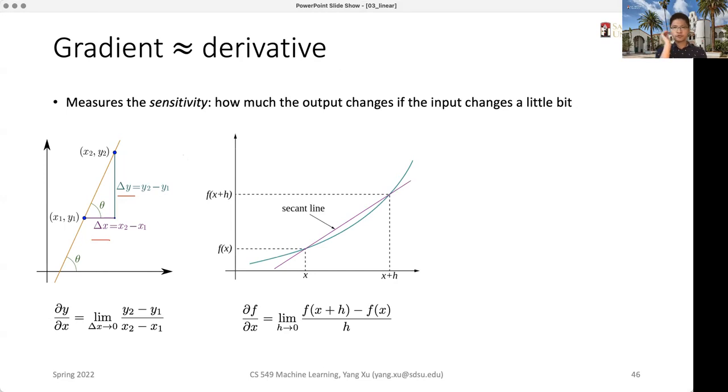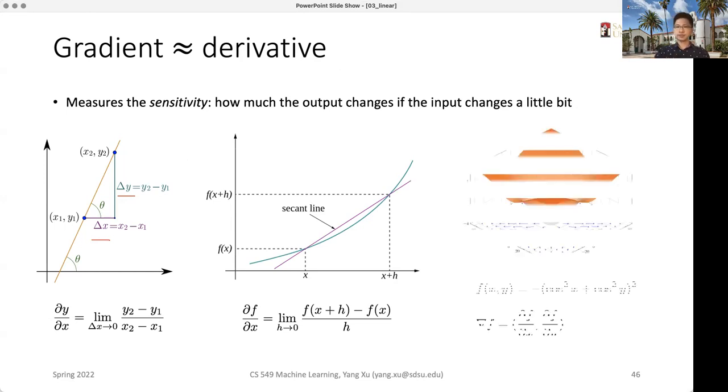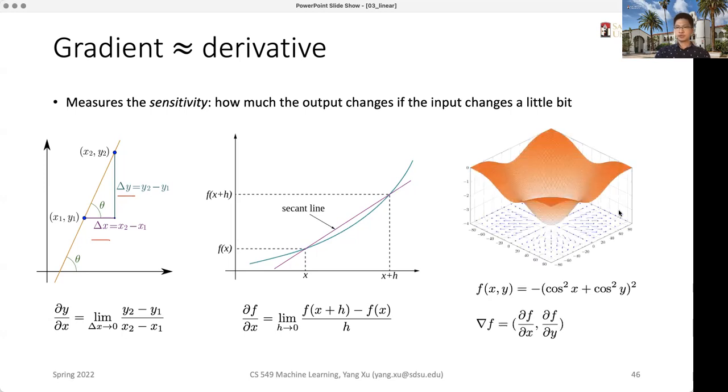So the second plot is for a nonlinear function, right? But we do the same thing. We increase x a little bit and see how the function value changes a little bit. And this also applies to a multi-dimensional case, right? When we have two inputs, x and y, to the function, we can calculate the gradients along each dimension respectively. Okay. Let me go to the next slide.